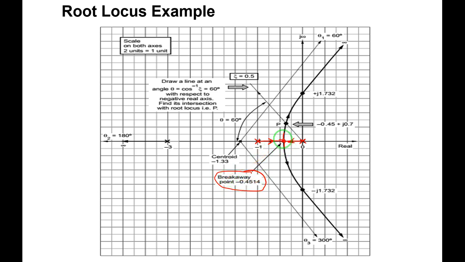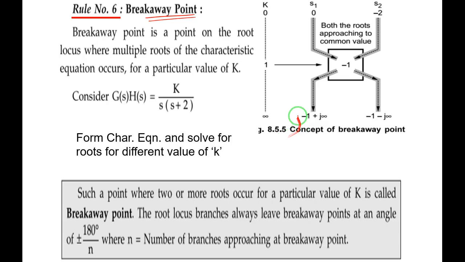So what is the breakaway point, I will tell you, right? Okay, we will define it. The breakaway point is a point on the root locus where multiple roots of the characteristic equation occur. For example, I have G(s) H(s), the open loop transfer function. We know how to form the characteristic equation: 1 plus G(s) H(s) equals 0. I will get some second order equation, right? So from this, if I substitute G(s) and H(s), I will get a second order equation.